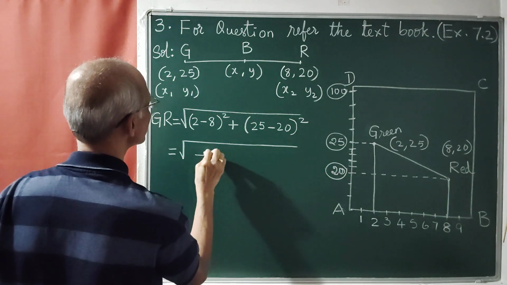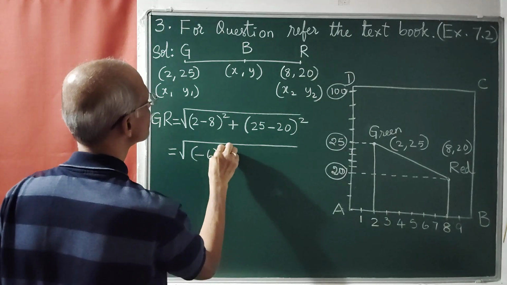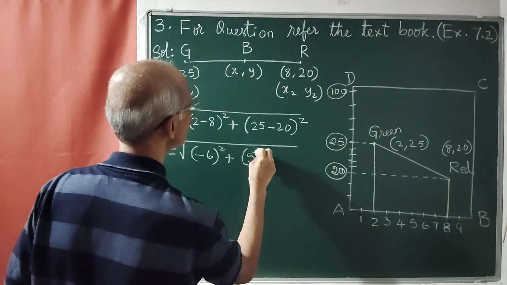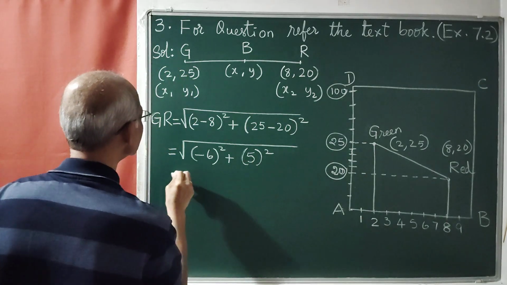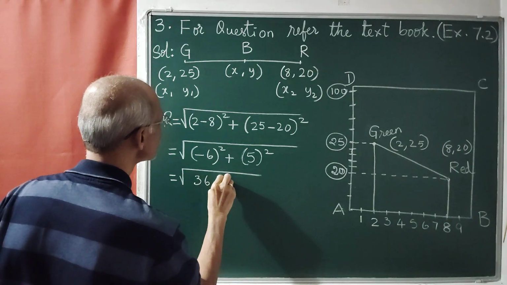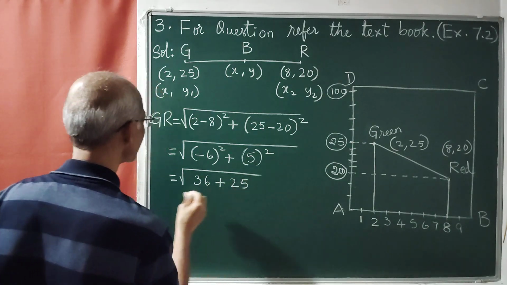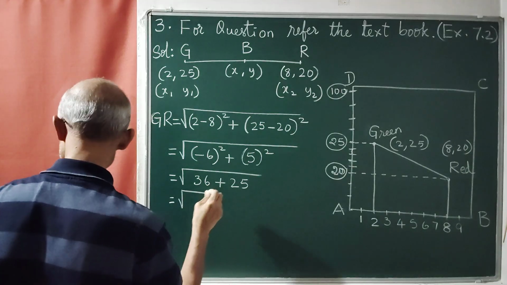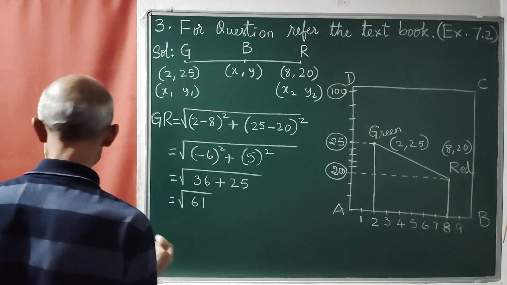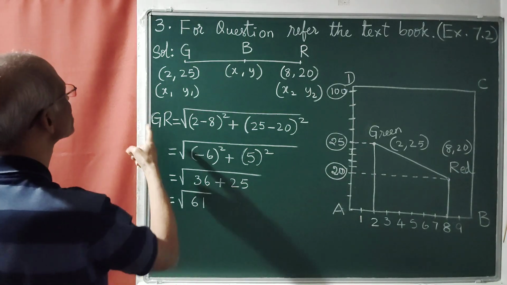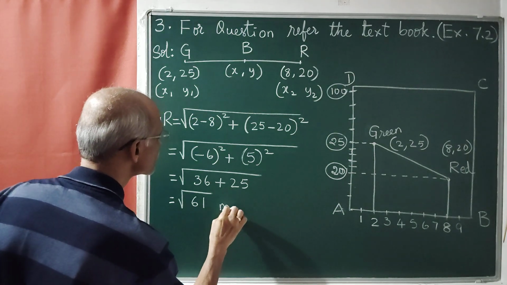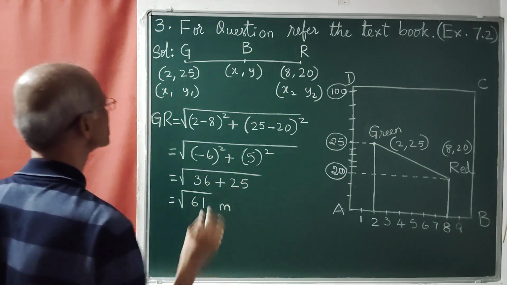Here we'll get minus 6 square plus here 5 square. So we get 36 plus 25. That's equal to root of 61. So GR is root of 61 meters. It is in meters.